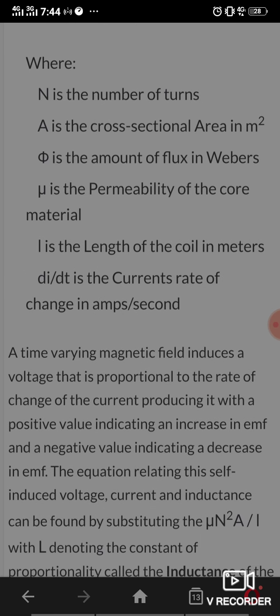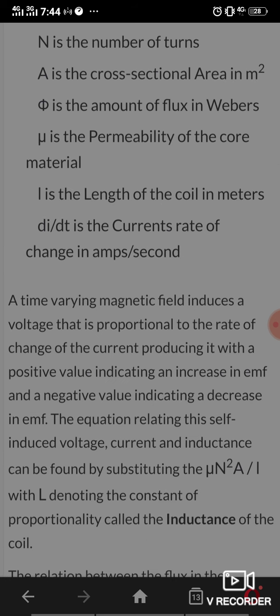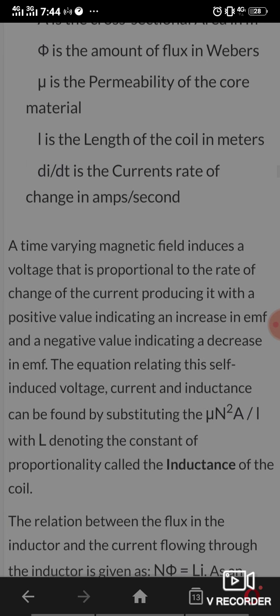A time varying magnetic field induces a voltage that is proportional to the rate of change of current, producing it with a positive value indicating an increase in EMF and a negative value indicating a decrease in EMF. The equation relating this self-induced voltage, current, and inductance can be found by substituting the μ and N² with the L, denoting the constant of proportionality called the inductance of the coil.